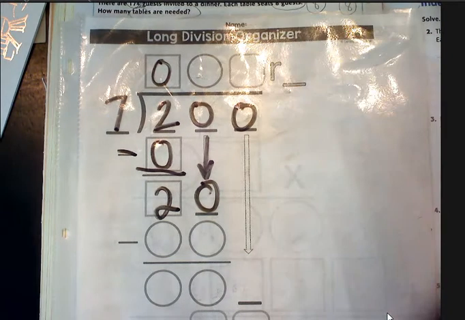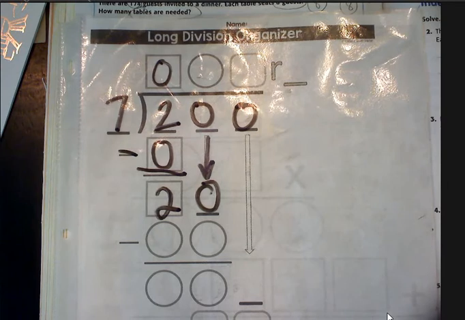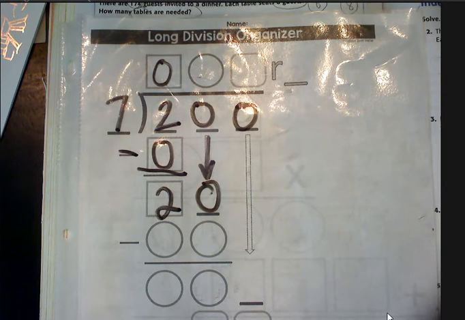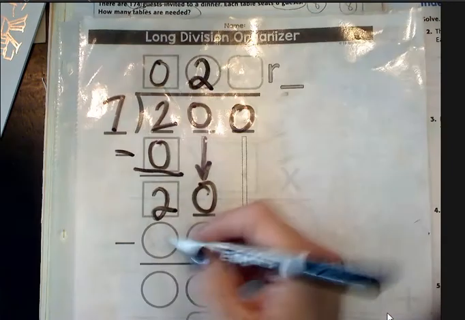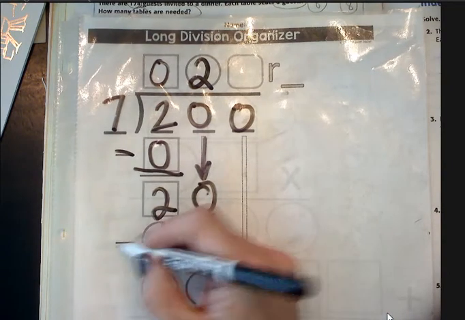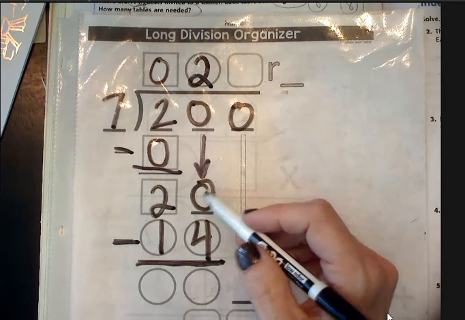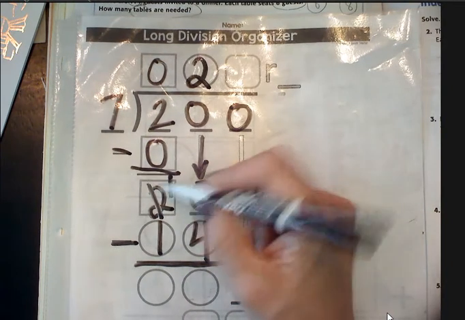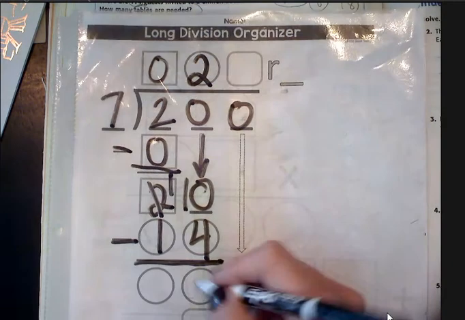How many times can 7 go into 20? Let's see. 1 times 7 is 7, 2 times 7 is 14, 3 times 7 is 21. That's too big, so it's going to be a 2. 2 times 7 is 14. Now I subtract. Can I take 4 apples away from 0 apples? No, I have to borrow. This becomes a 1 and this becomes a 10. 10 minus 4 is 6.